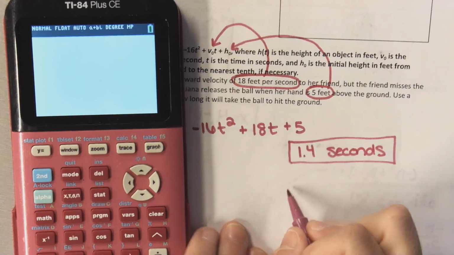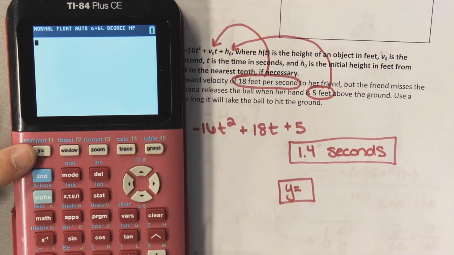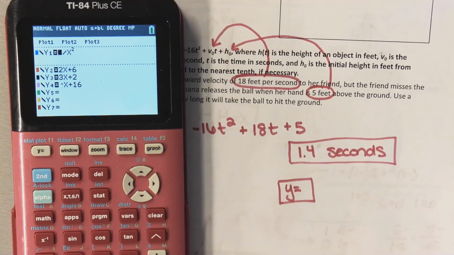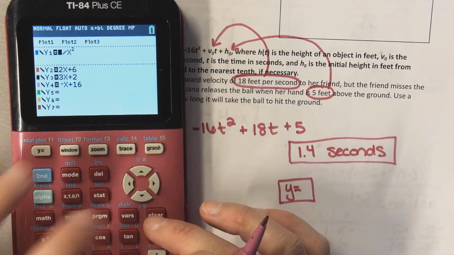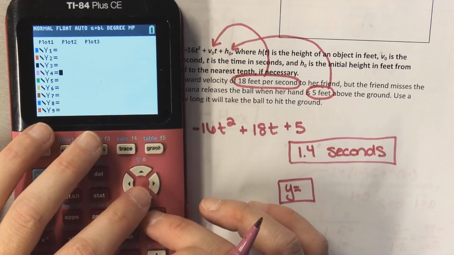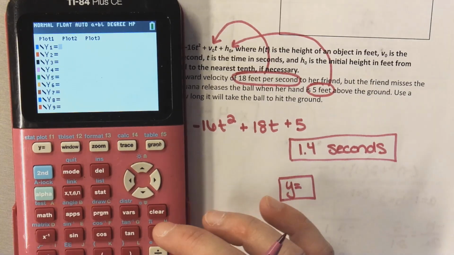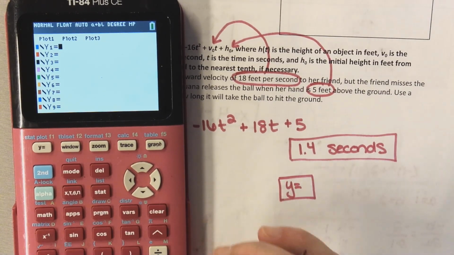You're going to go to your y equals button first. Do you see the y equals button right here? Press it. Oh my, look at all the garbage I have in there. I'm going to hit clear, and I'm going to arrow down. I'm going to hit clear until everything's gone. So make sure everything's clear. If it isn't, arrow down. Clear, clear, clear, clear. Okay.